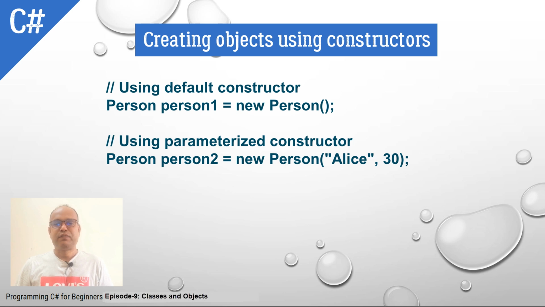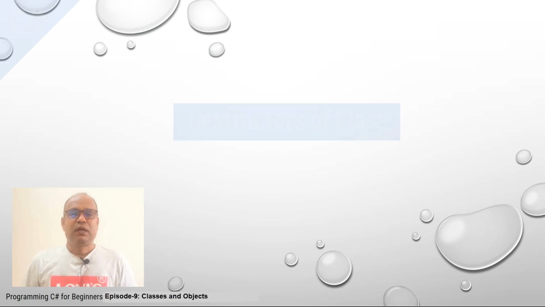Here are some key points. Constructors are essential for object initialization. You can have multiple constructors with different parameters to offer flexibility in object creation. Use constructors to ensure objects are always in a valid state. If you create a parameterized constructor, the default constructor is no longer implicitly provided.